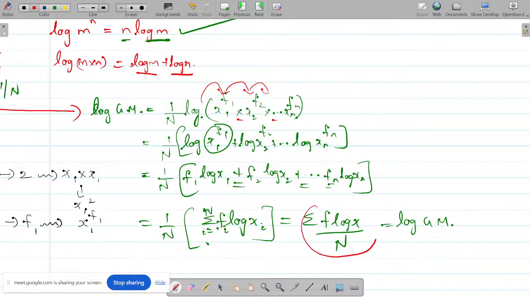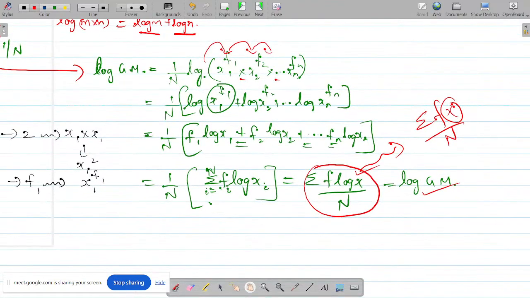It's not yet over. This formula looks somewhat similar to summation fx by n. Instead of x, what we are taking is log x. But this will not give you the geometric mean value. Instead, this will give you the logarithm of the geometric mean. So what you have to do is reverse it. Reversing means anti, A-N-T-I, which means anti-log. That's why we have this as anti-log of 1 by n summation f log x.